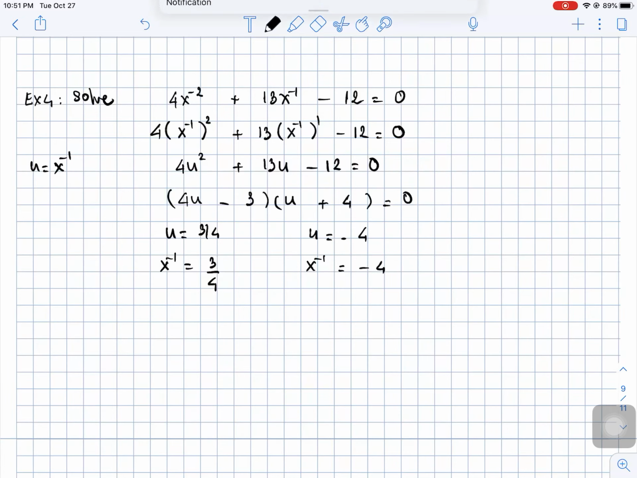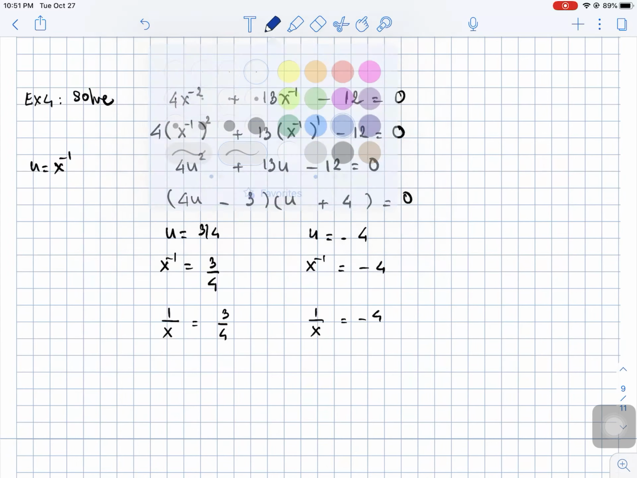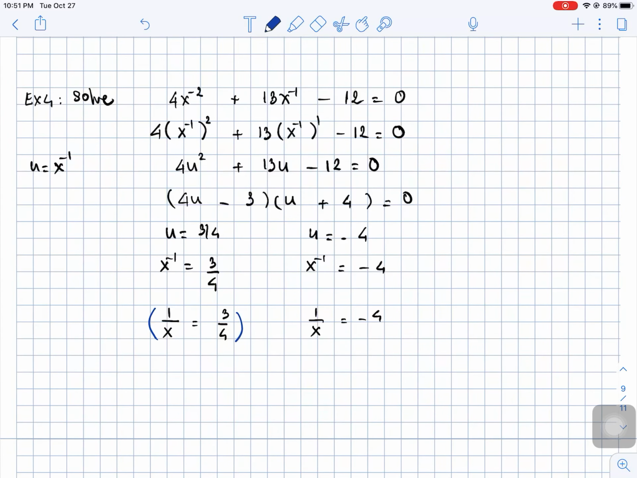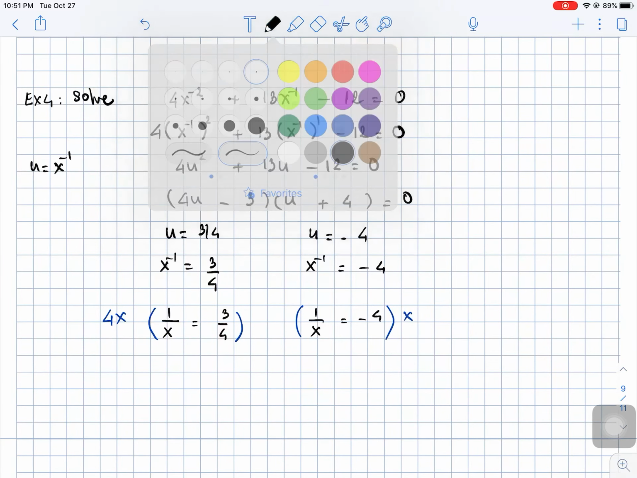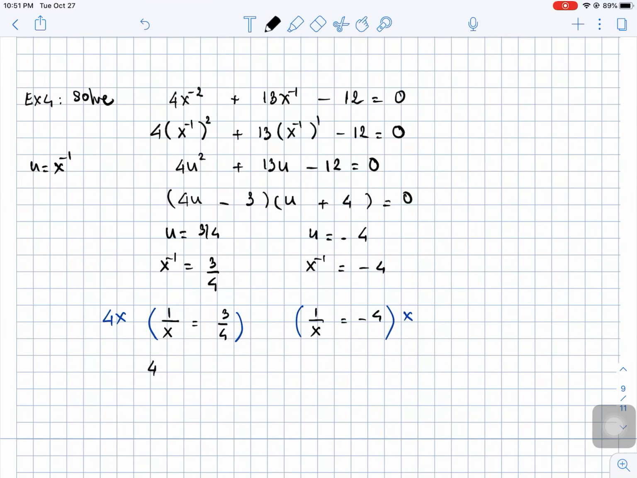And minus 3 plus 4. Then u equals 3 over 4 and u equals negative 4. That means x^-1 equals 3 over 4 and x^-1 equals negative 4. So what does it mean by x to the negative 1? The x to the negative 1 means 1 over x.